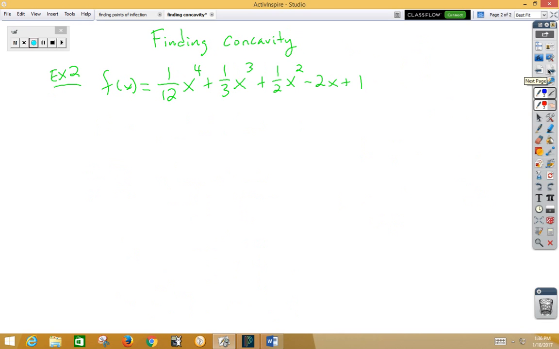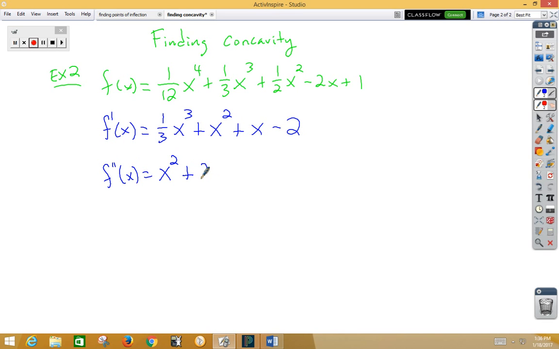Let's do one more. So again, we're finding concavity, so we need the second derivative. First derivative would be 1/3 x cubed plus x squared plus x minus 2. Our second derivative would be x squared plus 2x plus 1. Set that equal to 0. Solve generally by factoring. Now this is a perfect square trinomial, so x plus 1 quantity squared is equal to 0. So we have a potential thing happening at -1.